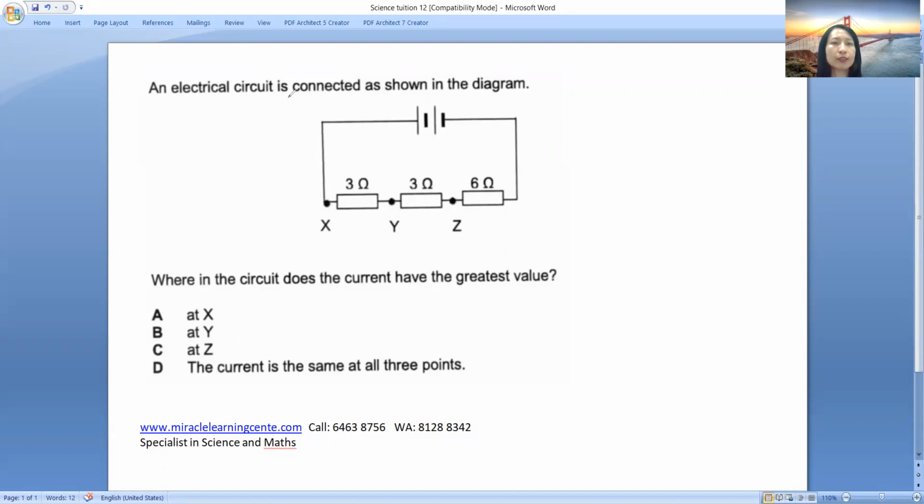An electrical circuit is connected as shown in the diagram. So we have a 3 ohm resistor, 3 ohm resistor, and a 6 ohm resistor. Where in the circuit does the current have the greatest value?